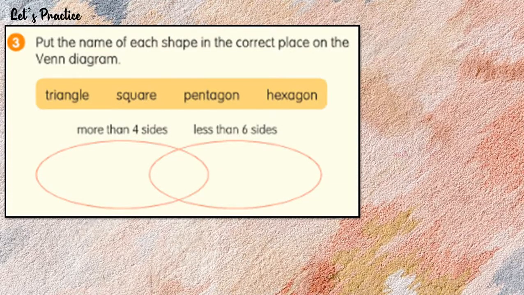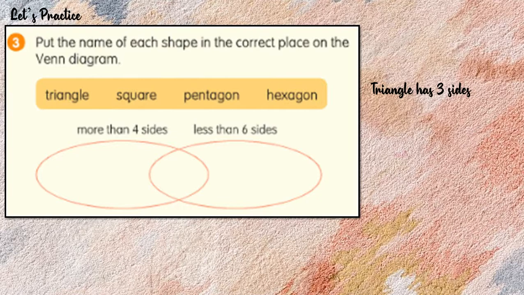Okay, let's continue to practice number 3. Put the name of its shape in the correct place on the Venn diagram. There is triangle, square, pentagon, and also hexagon. That is the sentence how to differentiate it. More than 4 sides and less than 6 sides. Let's remember about triangle, square, and pentagon, and also hexagon.